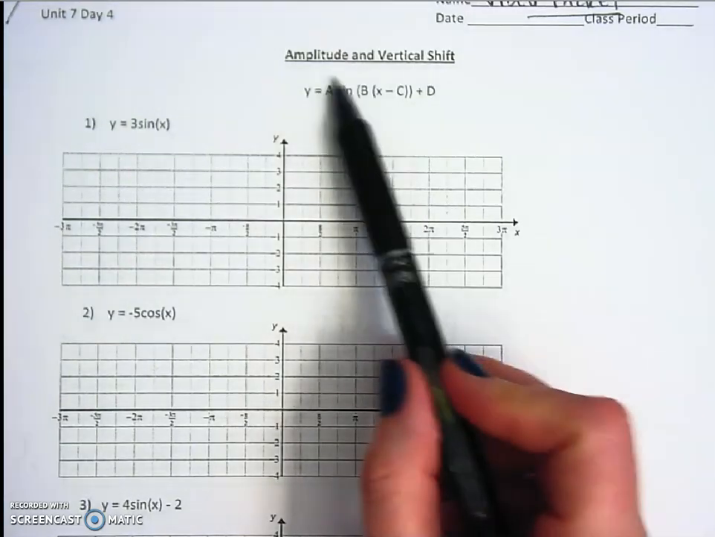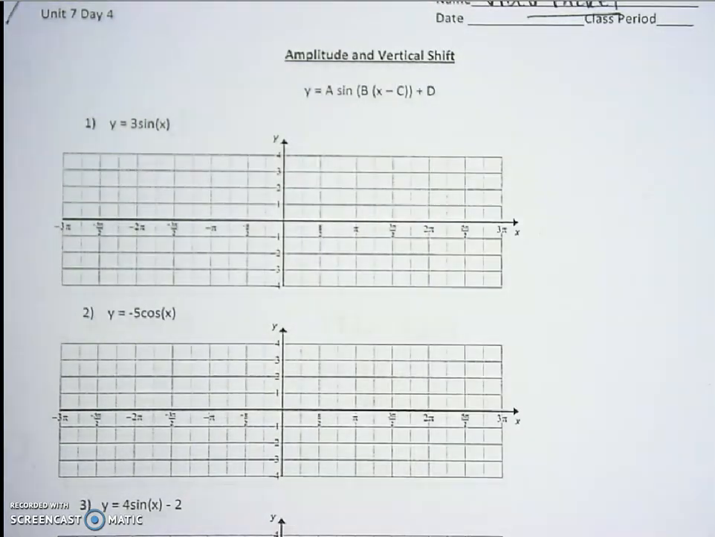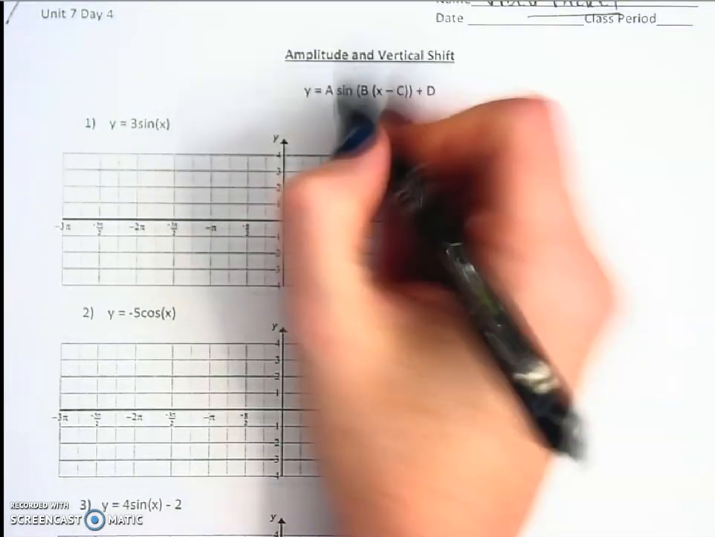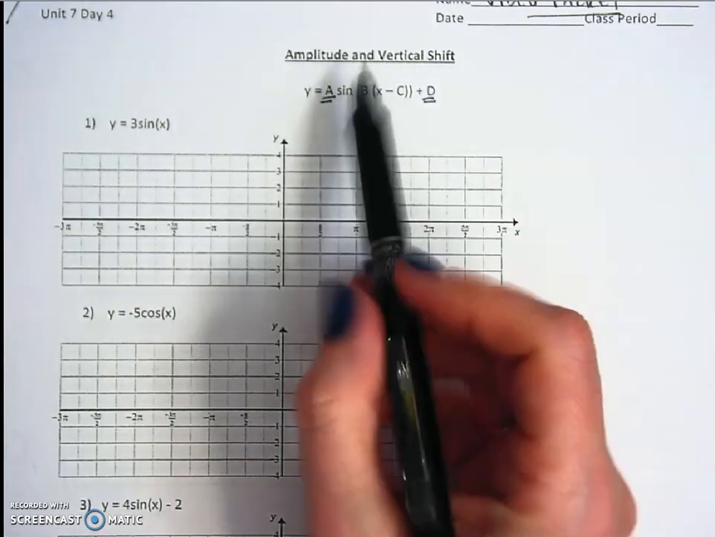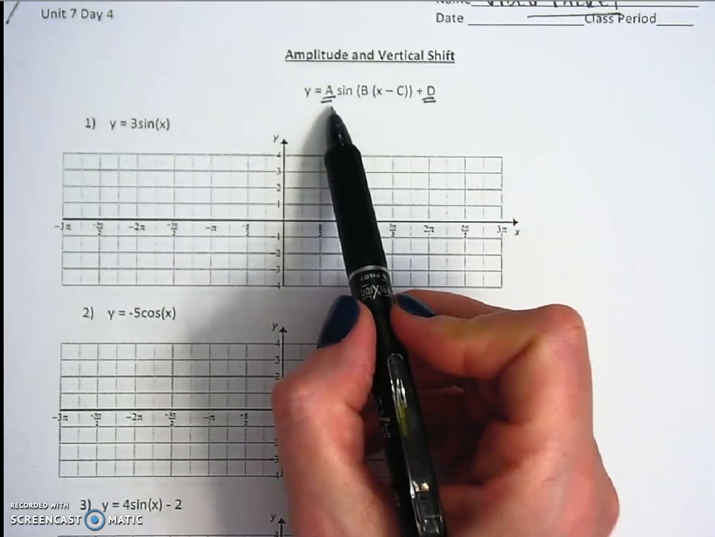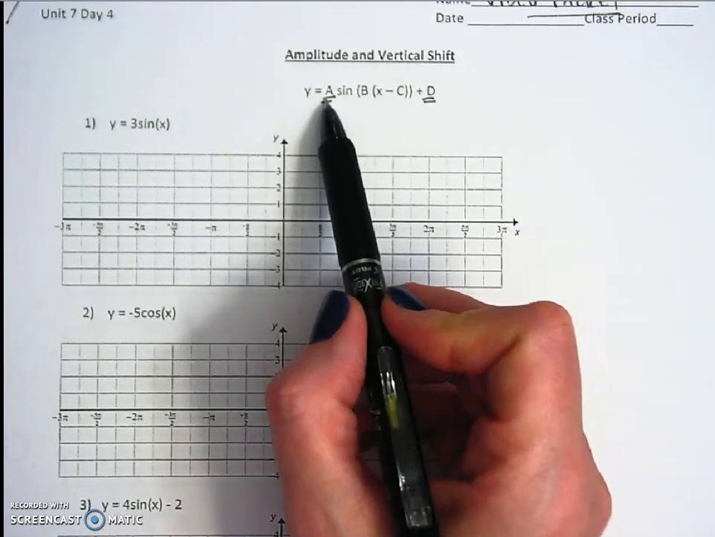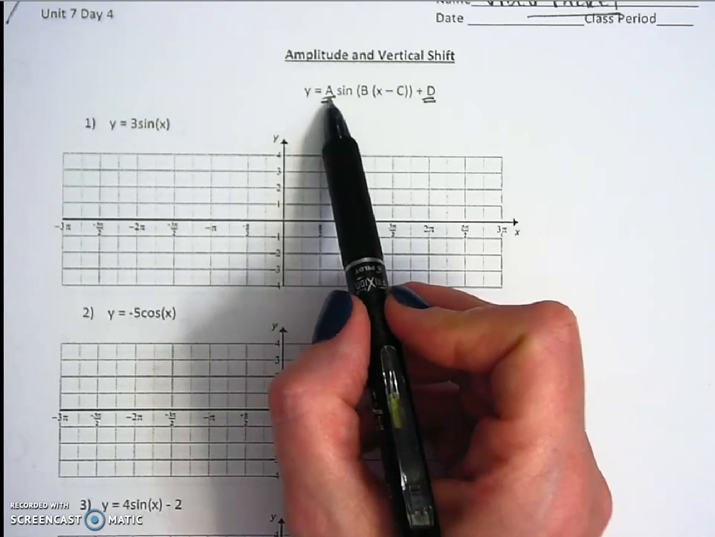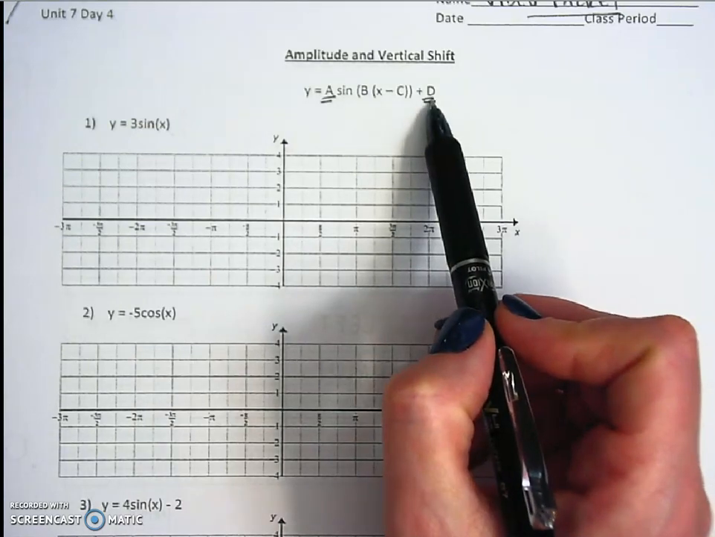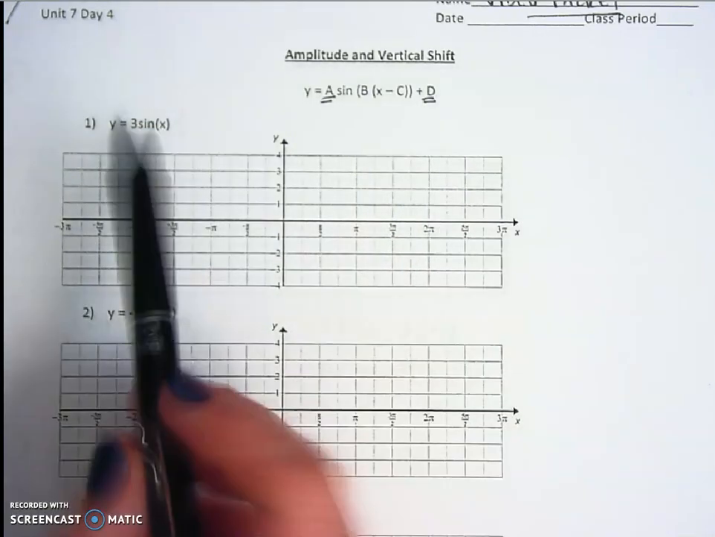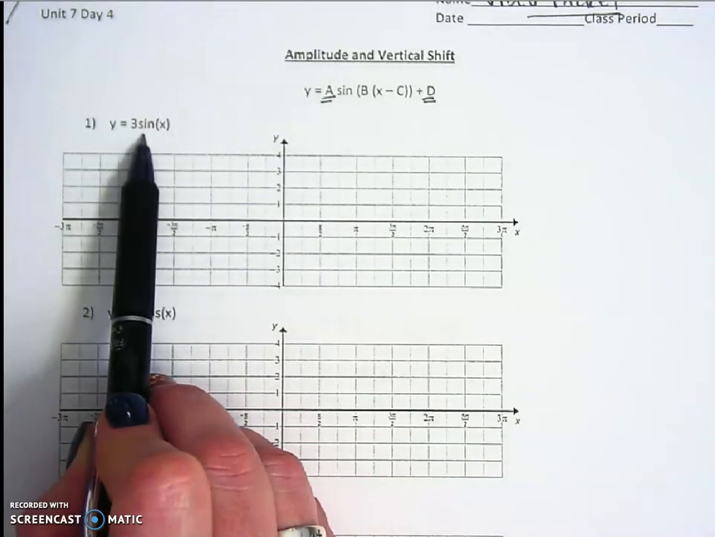All right, here's our video notes for amplitude and vertical shift. We are going to be dealing with the A value and the D value today. Just like when we've dealt with parent functions in the past, this leading coefficient at the very beginning is going to be a vertical stretch or compress, and this variable D at the end is going to be a vertical shift up or down. So for this first function, we have 3 times sine of x.